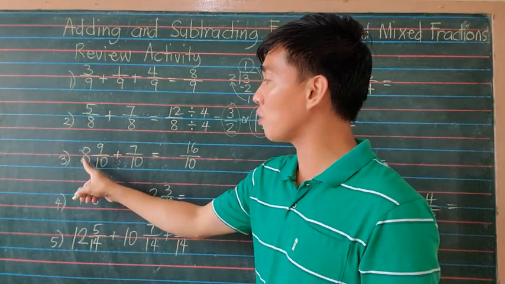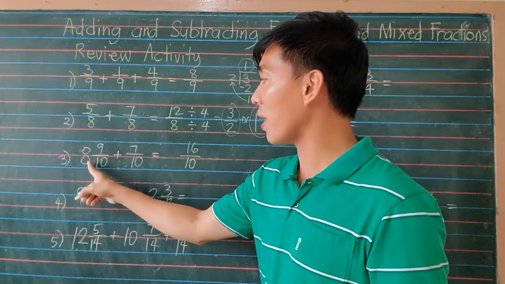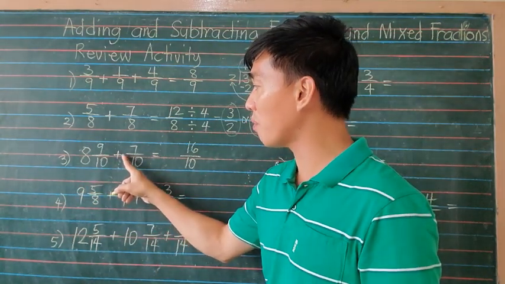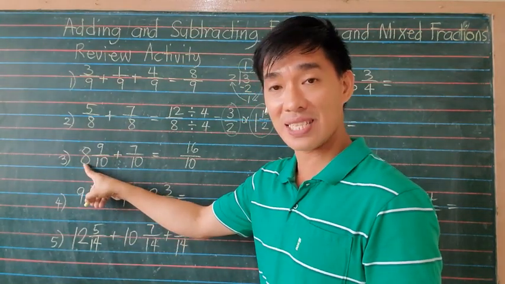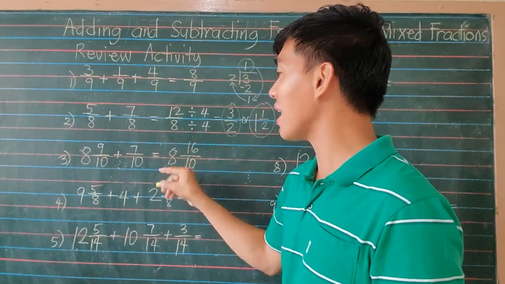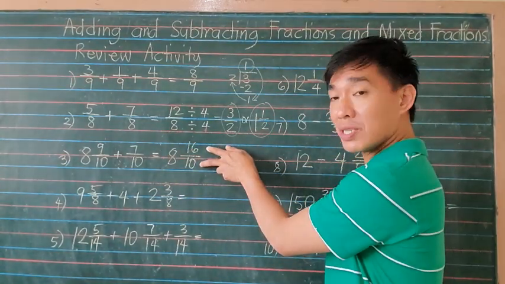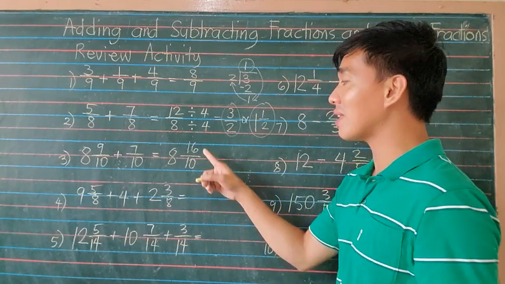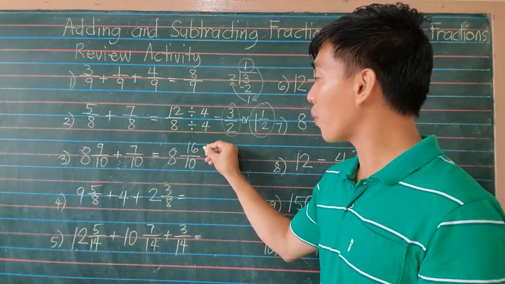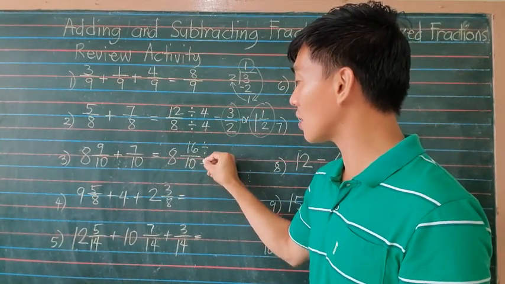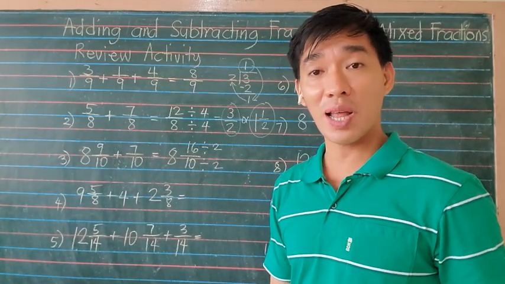Then of course, you add also the whole numbers. You add whole numbers separately. So 8. Tsaka wala po tayong whole number dito, so understood na 0. So any number added to 0 is the same number, 8. So that's 8 and 16 tenths. Now, if you will try to examine closely our fraction here, that is 16 tenths, not relatively prime, meron pang pwedeng ma-divide sa 16 at saka sa 10. They are both divisible by 2, so that is not yet in the lowest term.